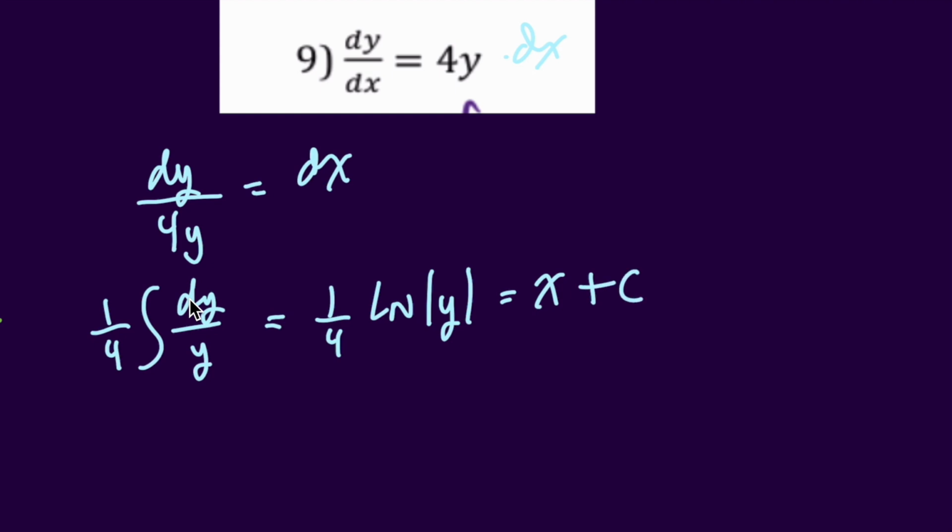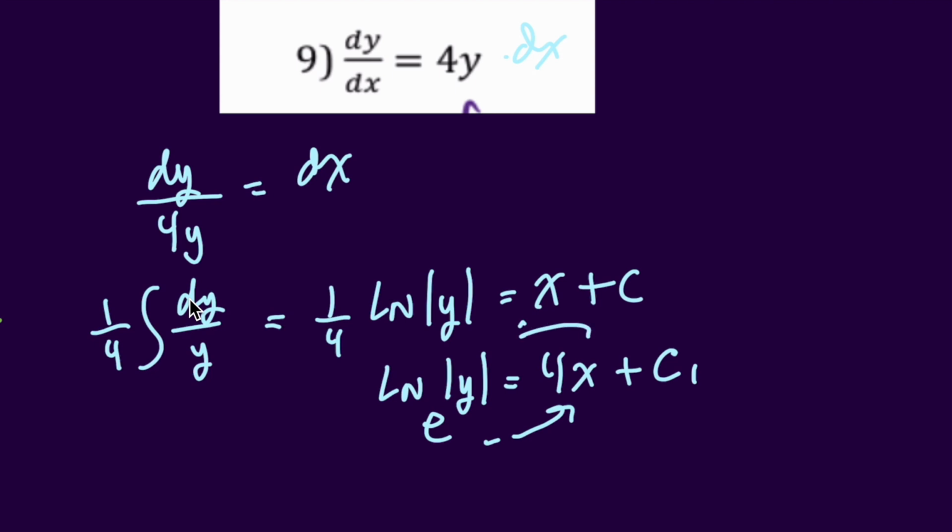Let's multiply both sides by 4, and we're going to have ln absolute value of y equals 4x. I'm going to change 4c to c1. There's an e here, so I'm going to do what I call whirly-bird. And up here in the upper left in pink, we're going to have the absolute value of y equals e to the 4x plus c1.